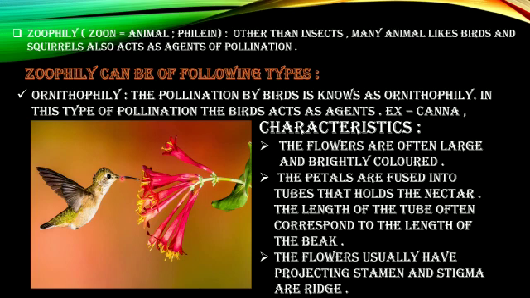The flowers are often large, brightly colored, so that they attract these birds. The petals are fused to form tubes that hold the nectar. The length of the tube often corresponds to the length of the beak of the bird. The flowers usually have projecting stamens and stigmas are ridged.